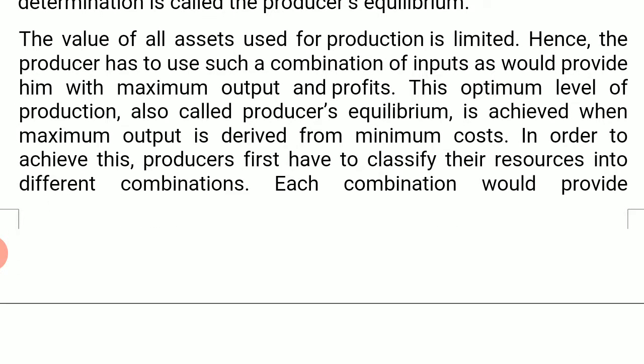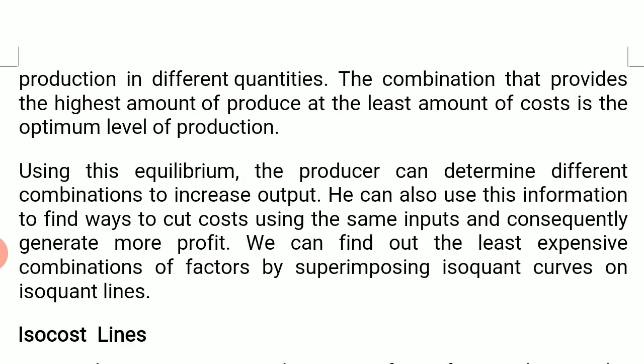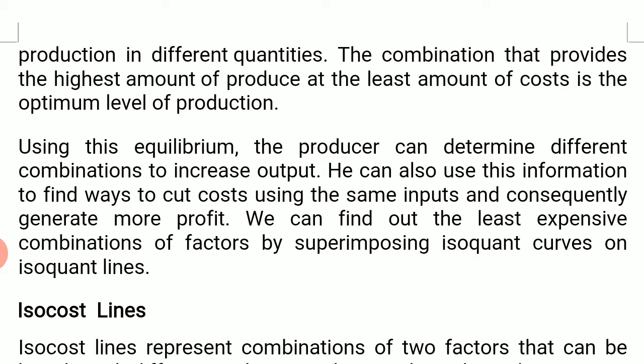The value of all assets used for production is limited. Hence, the producer has to use such a combination of inputs as would provide him with maximum output and profit. This optimum level of production, also called the producer equilibrium, is achieved when maximum output is derived from the minimum cost. In order to achieve this, producers first have to classify their resources into different combinations. Each combination would provide different quantities.